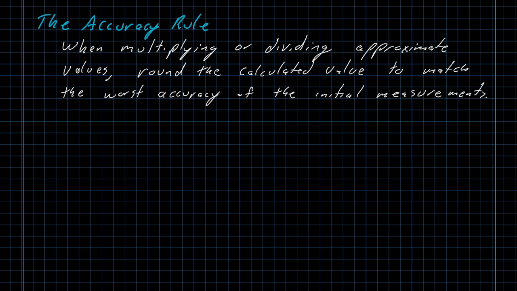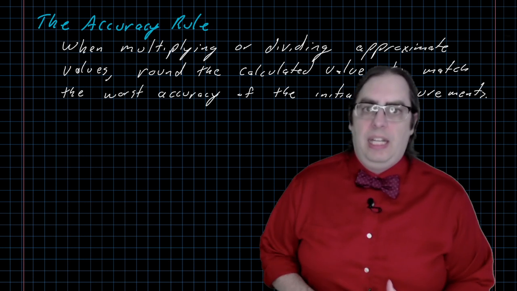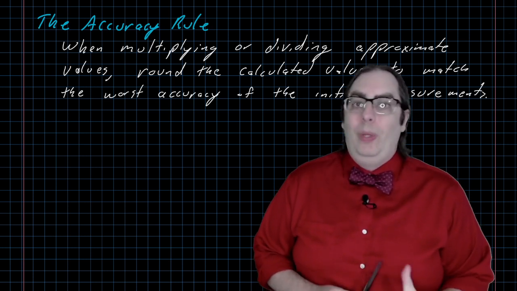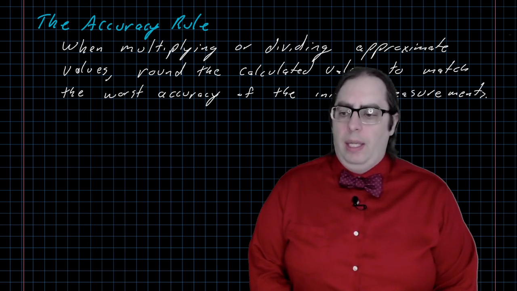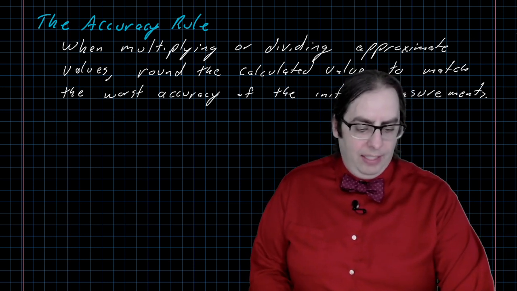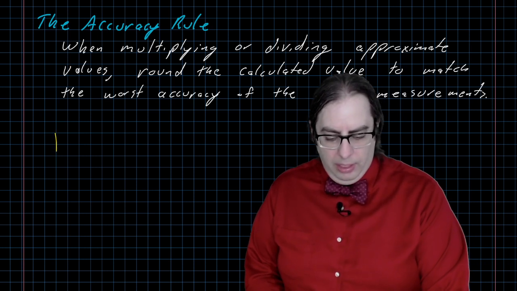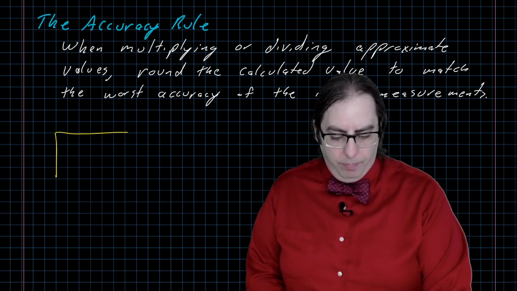On to my favorite here, the accuracy rule. When multiplying or dividing approximate values, round the calculated value to match the worst accuracy of the initial measurements. So here again, the whole idea is what was your weakest link? What is holding you back in the calculation? And the particular example I tend to think about with this rule is just a simple area problem.